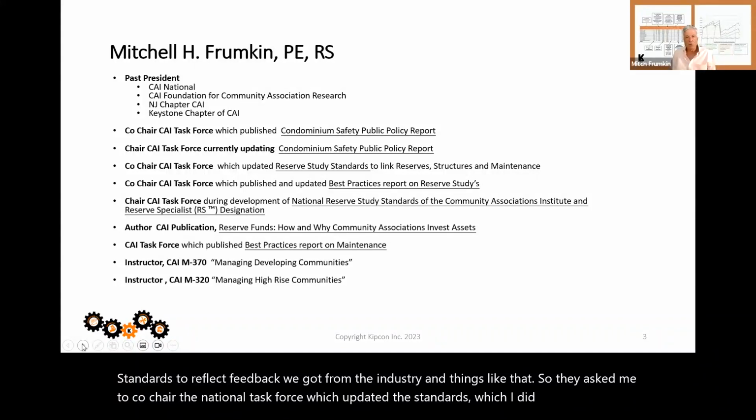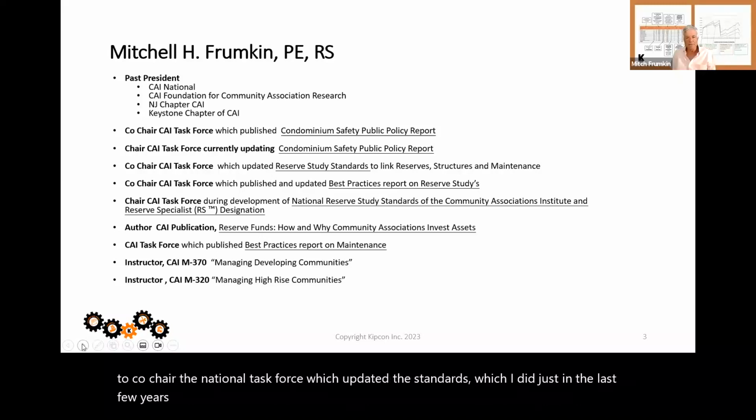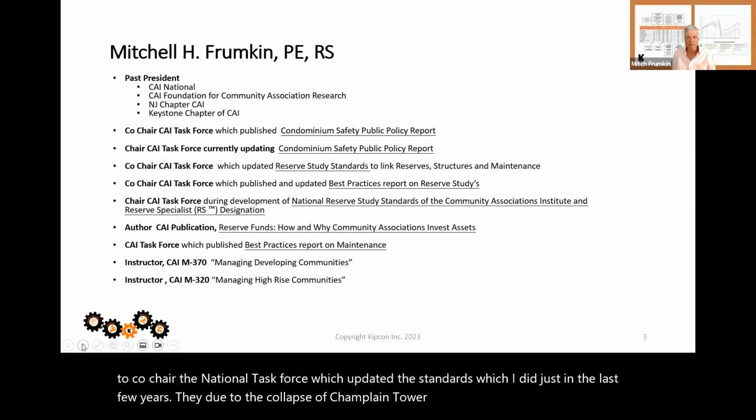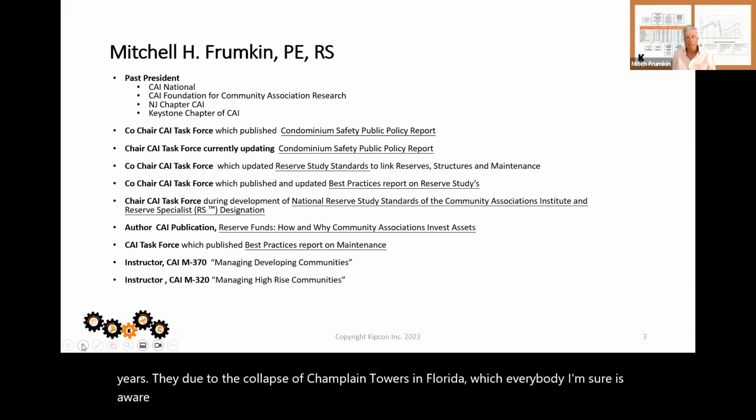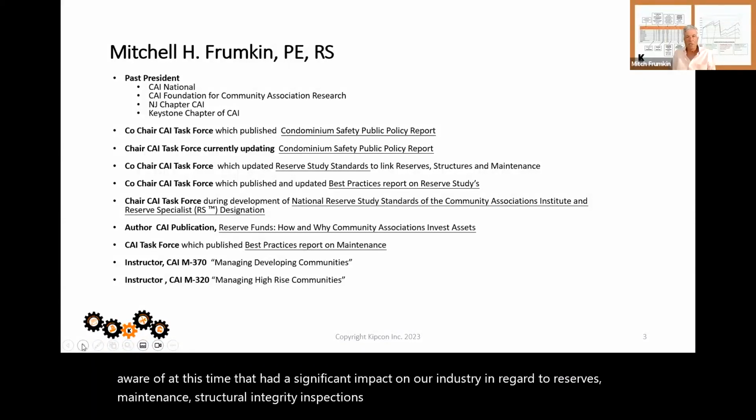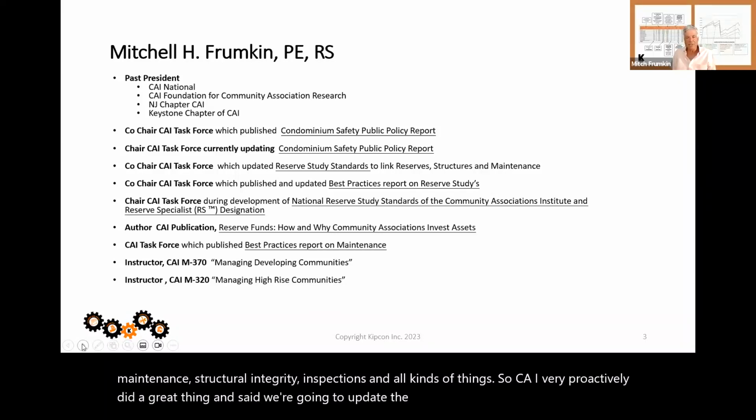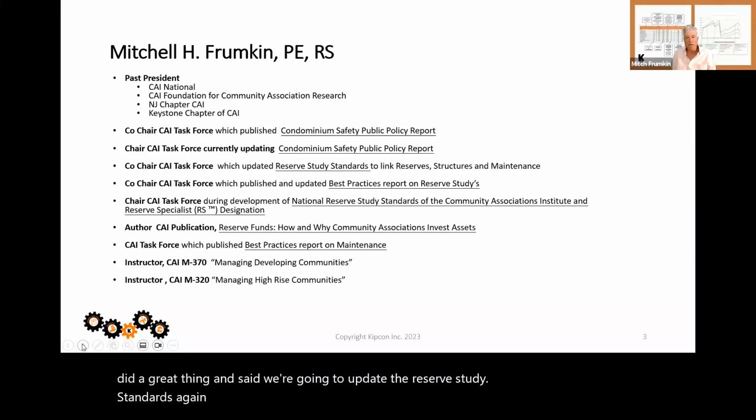Just in the last few years, the collapse of Champlain Towers in Florida, which I'm sure everybody is aware of, had a significant impact on our industry in regard to reserves, maintenance, structural integrity inspections, and all kinds of things. So CAI very proactively did a great thing and said, we're going to update the reserve study standards again to take into account a direct connection between reserves and preventive maintenance, as well as structural integrity inspections.